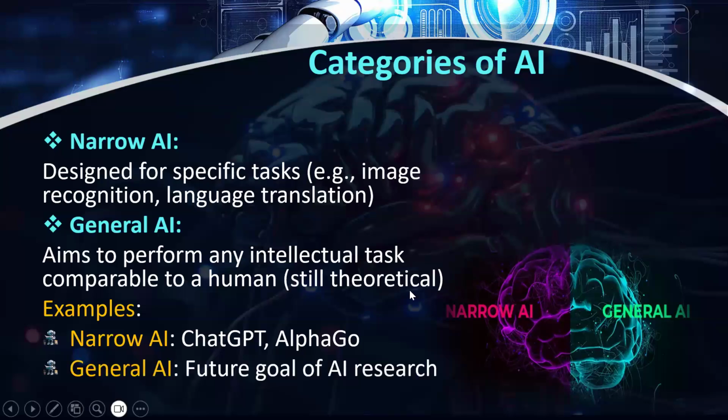It's narrow. General is a future goal of AI research. So far, we have not implemented general AI, but we are still researching. So that's why I said primarily we have two major types of categories, narrow AI and general AI. The others you learn, they are all secondary, like super AI, super intelligent AI. You'll find it in your notes.